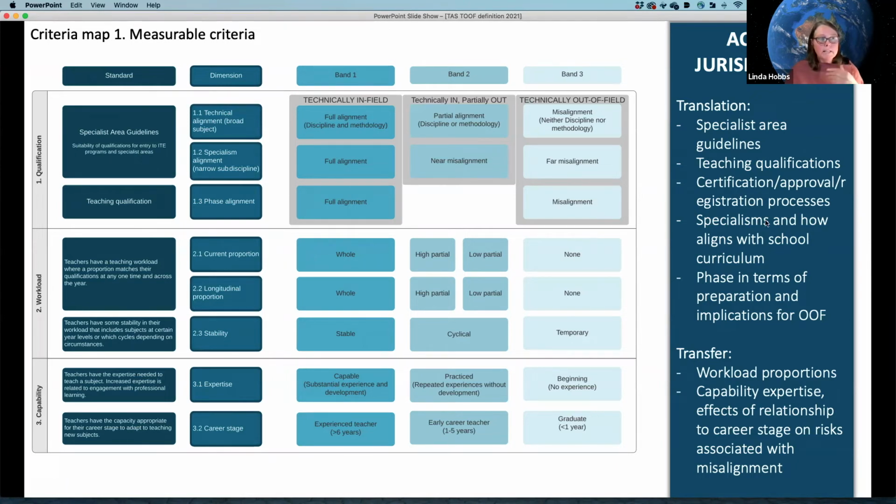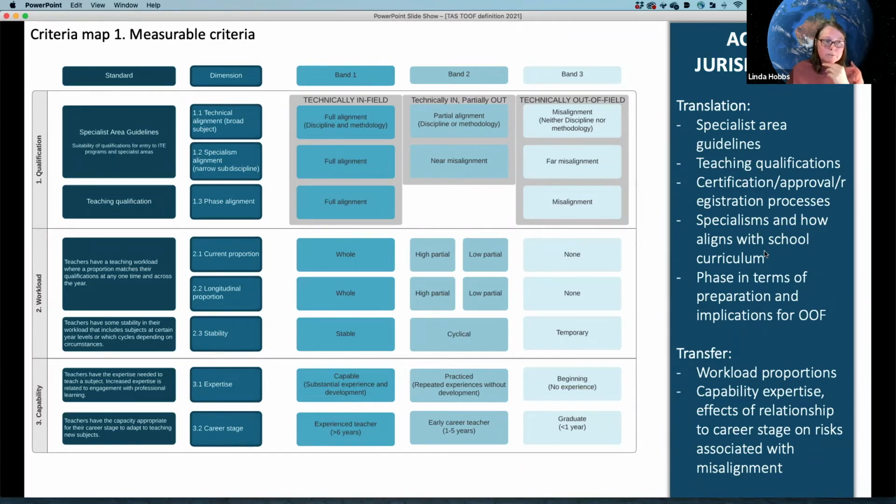So in terms of translation, what needs to be translated? Certainly the specialist area guidelines, what makes a teacher specialised to teach, needs to be translated. And that's quite clear already, the way Jim was talking about clear certification, whereas other countries don't have that. What's a teaching qualification and how important is that in different contexts? We've already seen some differences in the role that the teaching qualification plays, but that can determine what phase of school they're teaching, and that differs across countries. Certification, approval, and registration processes clearly differ.